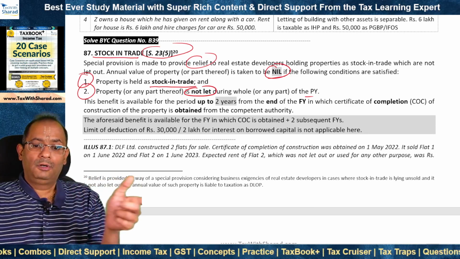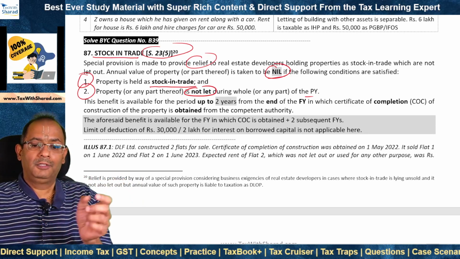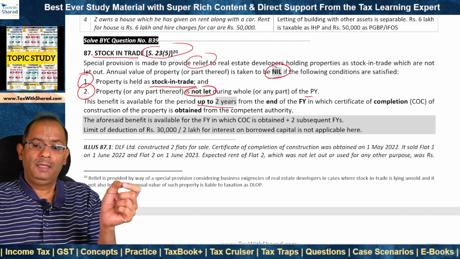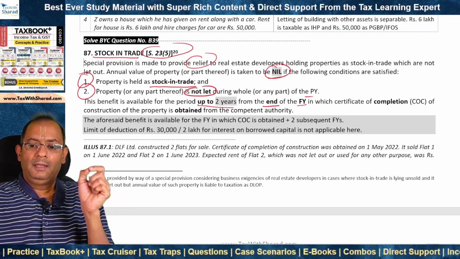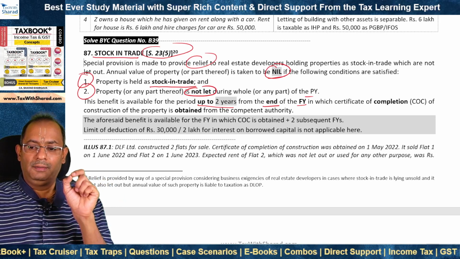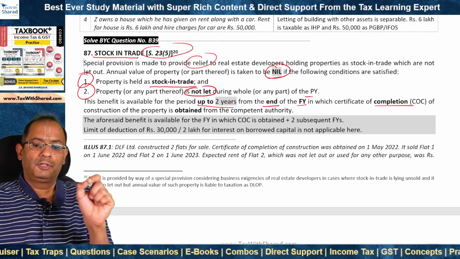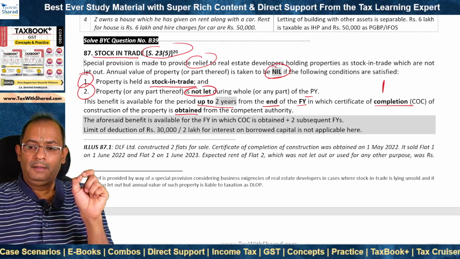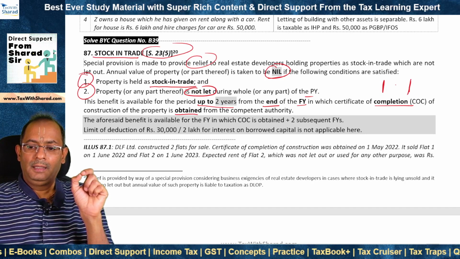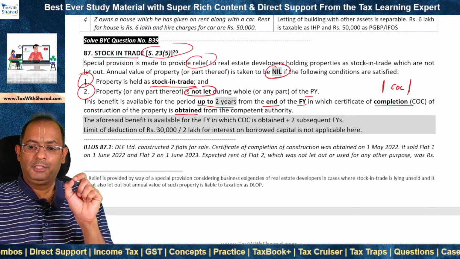But this benefit is not provided for an unlimited period. It is provided up to 2 years from the end of the financial year in which certificate of completion, COC, of construction of the property is obtained from the competent authority, right? So this is the previous year in which certificate of completion is obtained.